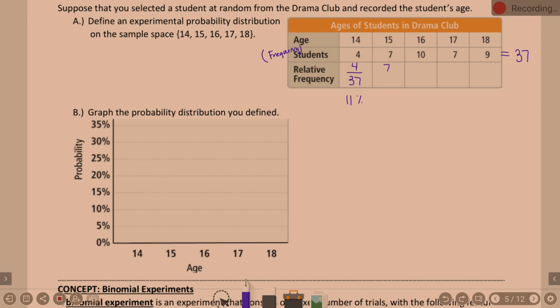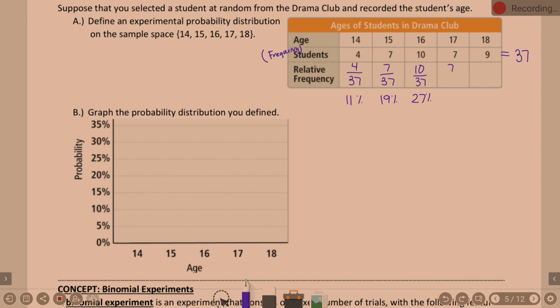15-year-olds. There's 7 of them out of 37. If you divide that, it becomes something along the lines of 0.18 or 0.18 something or 0.19. I have that it rounds to be 19%. 16-year-olds, there's 10 of them. 10 out of 37. Divide it, move that decimal 2 places right, and it's 27%.